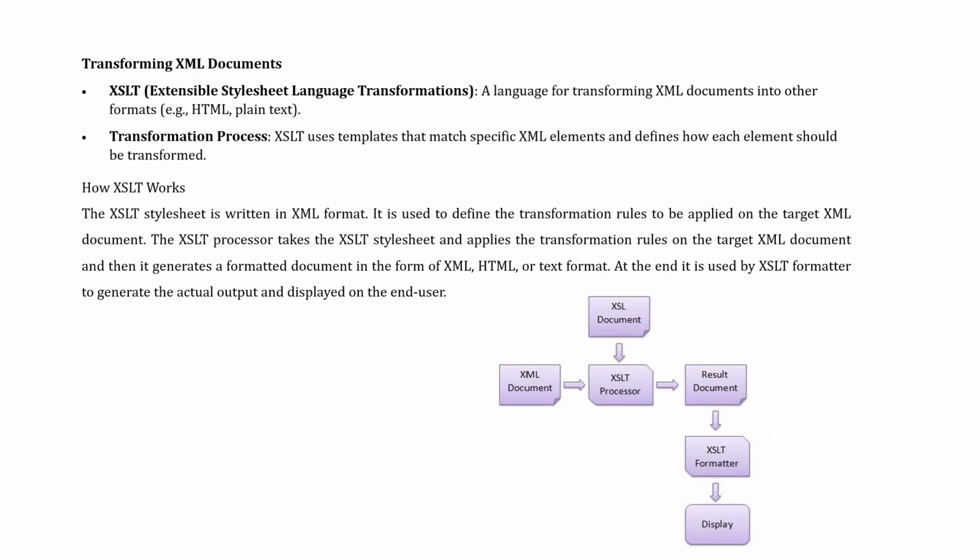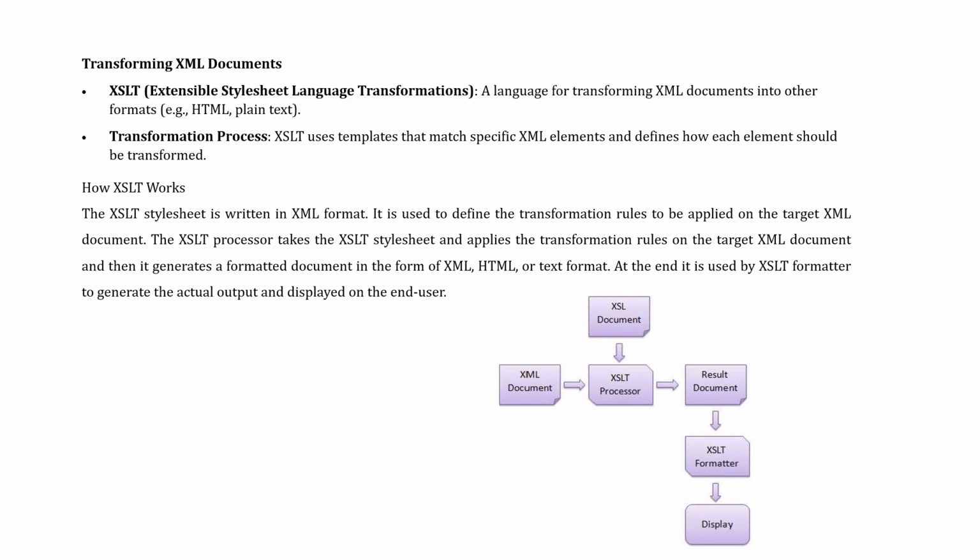Transforming XML documents. XSLT, Extensible Stylesheet Language Transformations, is a language for transforming XML documents into other formats. Transformation process: XSLT uses templates that match specific XML elements and define how each element should be transformed.